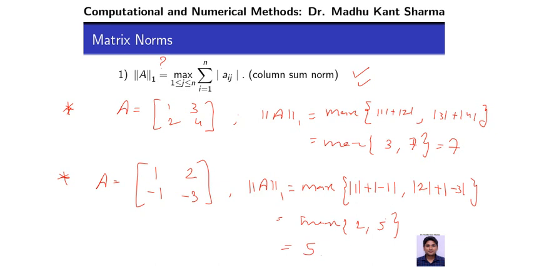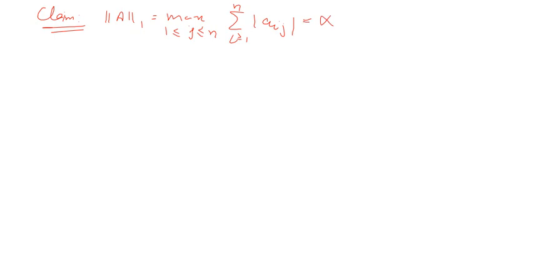Okay, so if this above definition is true, we have to prove that it is actually true. So let's go to the new page. We want to claim that the norm of A1 is equal to the maximum over 1 less than or equal to j less than or equal to n of the summation i equals 1 to n of the modulus of aij. Let's say the right side is some alpha.